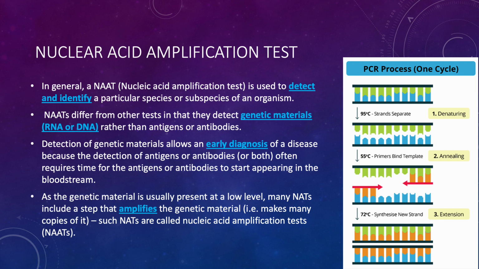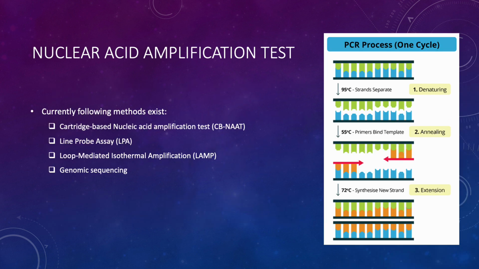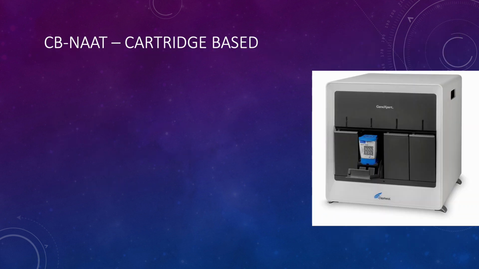So it has much better sensitivity and specificity in the diagnosis of TB, and it can lead to an early diagnosis instead of waiting for 3 to 6 weeks or months for an immune response to happen and then the diagnosis of TB. So currently we have cartridge-based nucleic acid amplification tests, line probe assays, loop-mediated isothermal amplification and genomic sequencing. The WHO approves the first 2 tests.